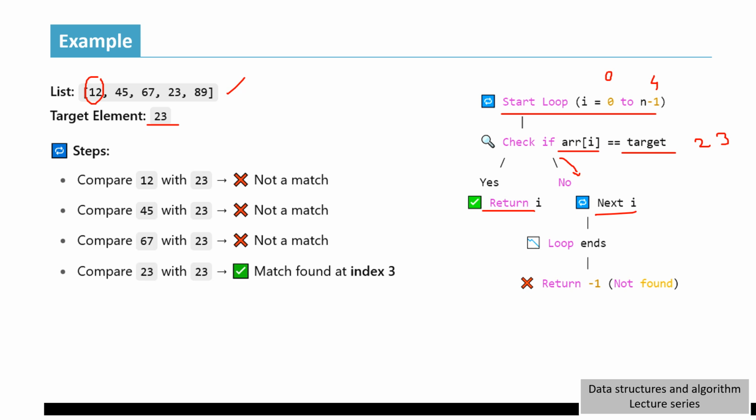Since it is not matched in the first case, increment i. So i will become 1. So it will take 45. Comparing with target 23, not a match. Then i++, 67, compare with target, not a match. Then i++, 23 with 23, found a match. Then return the index 3. That is 0, 1, 2, 3. So it will return the index where the requested or target element is found.